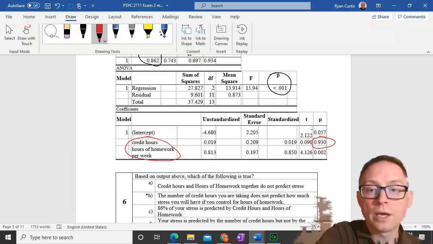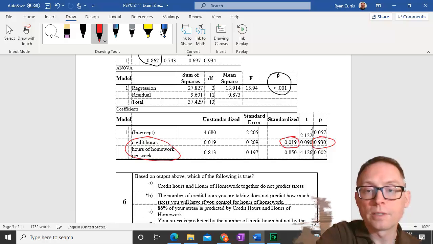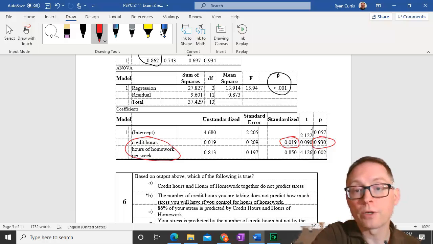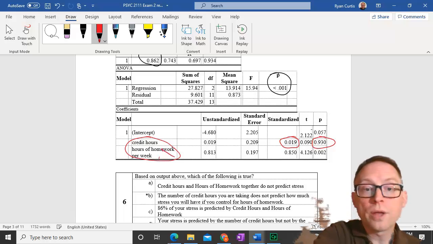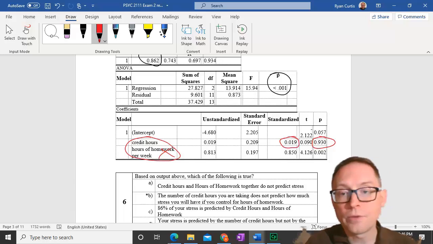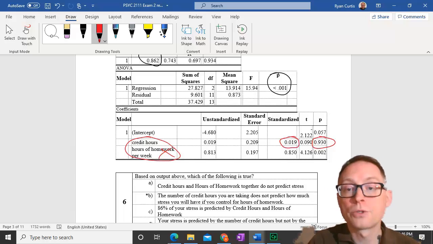So this right here is the beta, the actual value of the beta. That 0.019 is the effect of credit hours on stress when you take out hours of homework per week. And that is not significant. It is greater than 0.05, so B is correct. The number of credit hours you are taking does not predict how much stress you will have if you control for hours of homework.